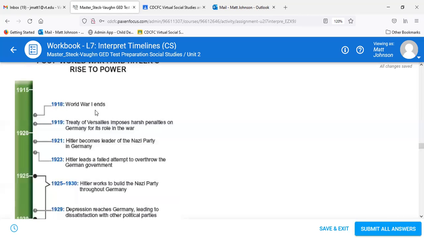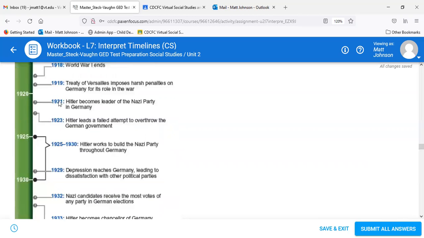So on our timeline, we have 1918, World War I ends. 1919, Treaty of Versailles imposes harsh penalties on Germany for its role in the war. This was your fault, Germany. You got to pay up. They were demilitarized. They basically had to give up their arms. They gave up territory. They weren't supposed to be allowed to rearm, just to have a defense force, but they couldn't really build up a big military. And in 1921, Adolf Hitler becomes leader of the Nazi Party in Germany.